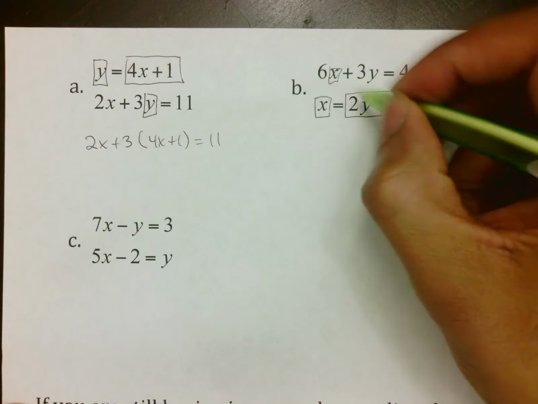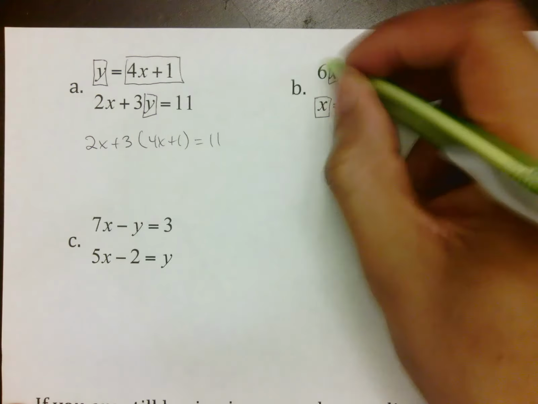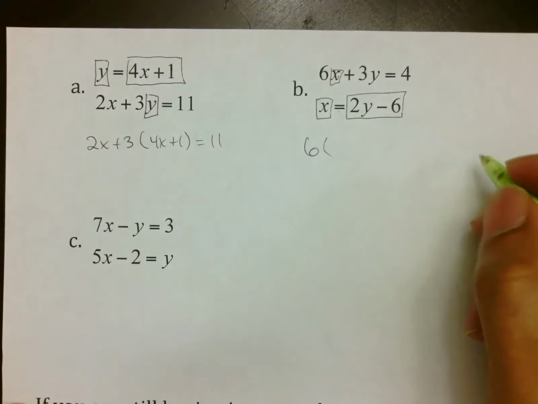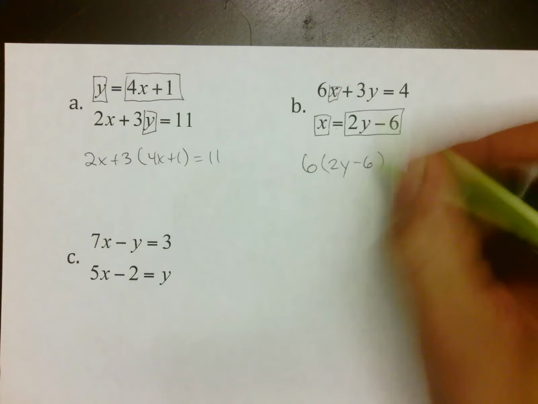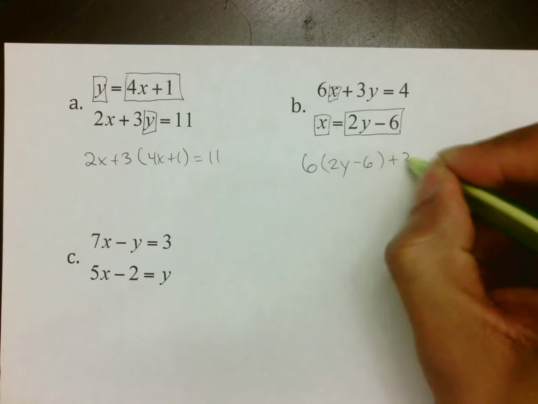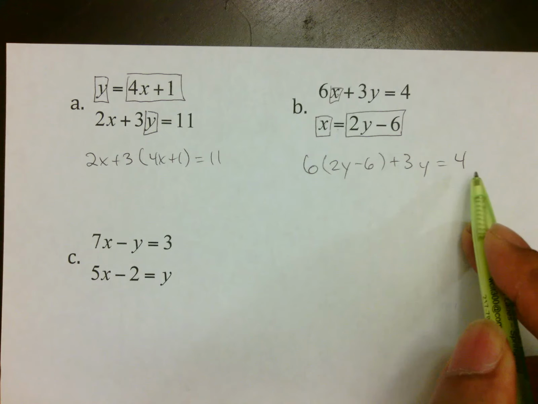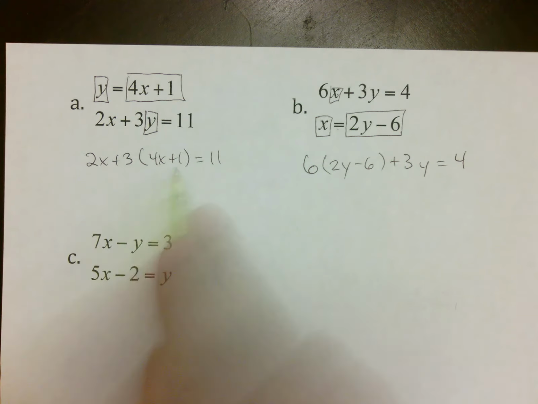Again, we are going to swap the x for the 2y minus 6, which means on this equation we write everything in front of the box, which is your 6. We open up our parentheses. We put 2y minus 6 inside the box there, and everything behind is plus 3y equals 4. Again, that is your box and switch. Notice that y's are the only thing that's left here, just like x's are the only thing that's left here.